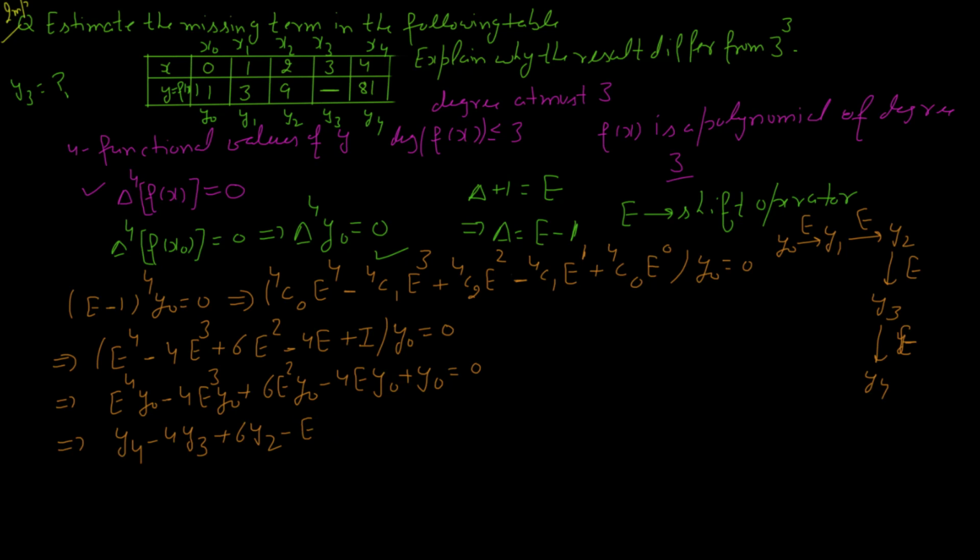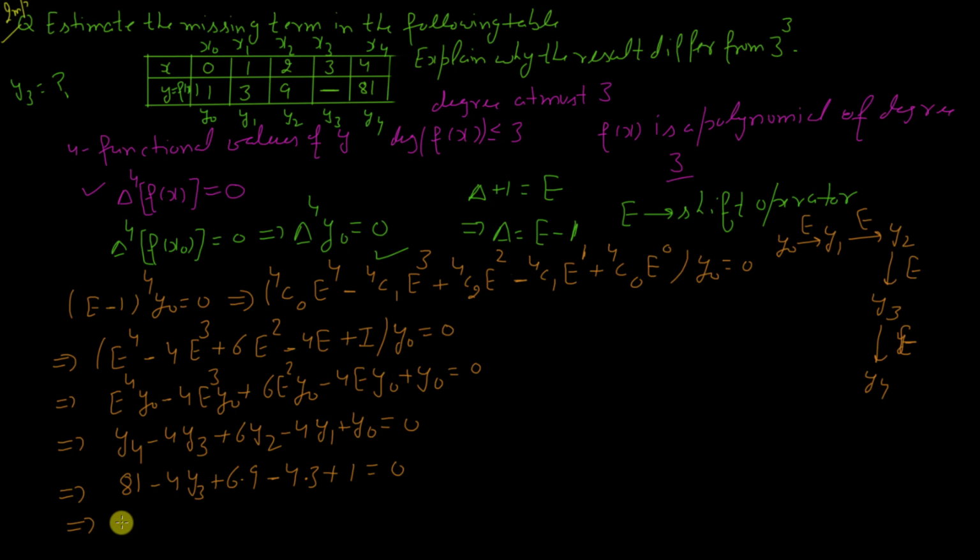This will be 4 y1 plus y0 is equal to 0. Now substitute the values. Y4 over here is 81, y3 is to be determined, y2 is 9, 6 times 9, minus 4, y1 is 3, plus y0 is 1, equal to 0.